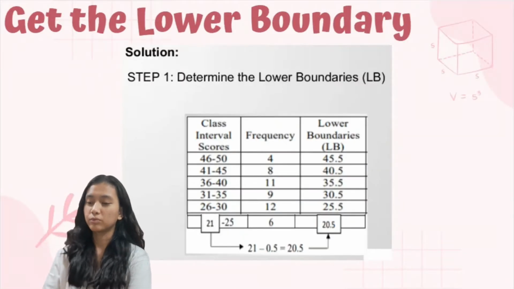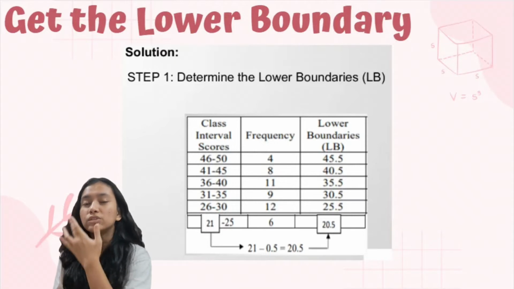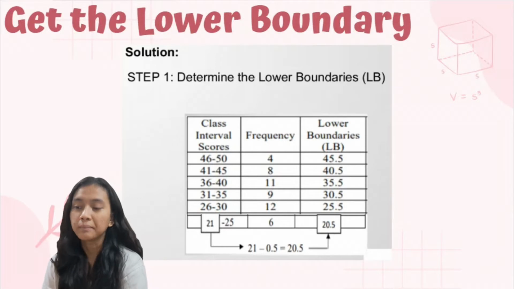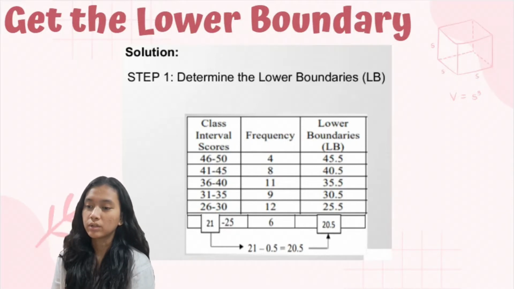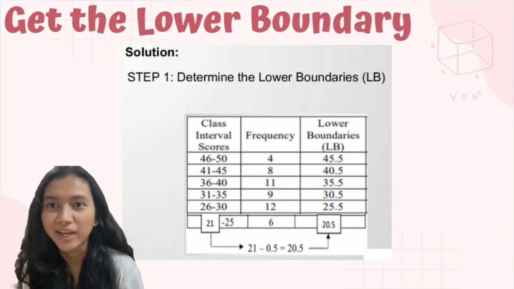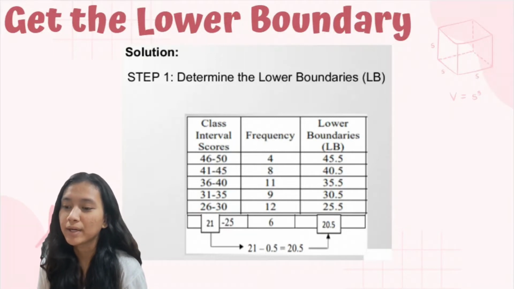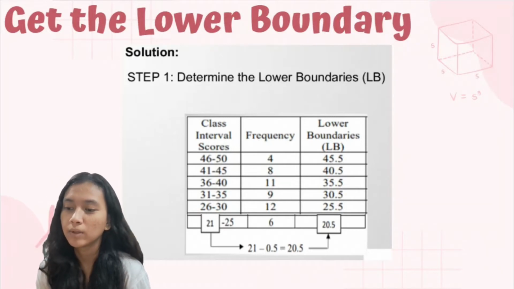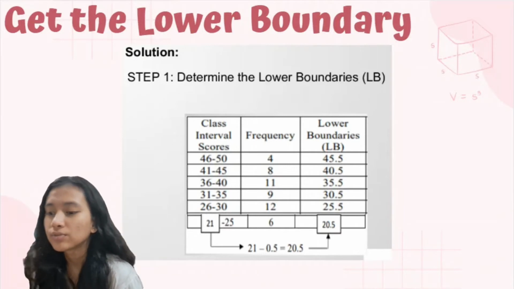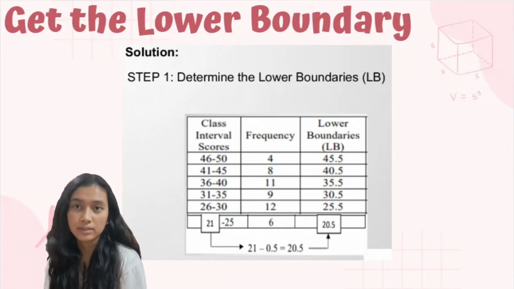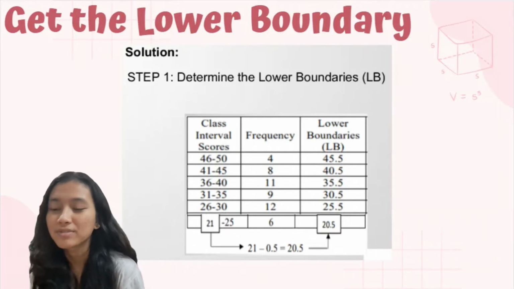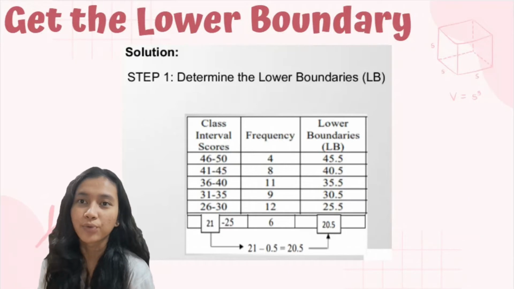But before we proceed to solve the quartile 1, we have to determine first what are the lower boundaries. So, yung lower boundary, tatagalugin ko na. Yung lower boundary is ima-minus mo dun sa pinakamababa dun sa class interval yung 0.5. Kunyari, ayan, 46 to 50, ima-minus mo yung 0.5 sa 46. Kunyari, 41 to 45, ima-minus mo yung 0.5 sa 41. So on and so forth.